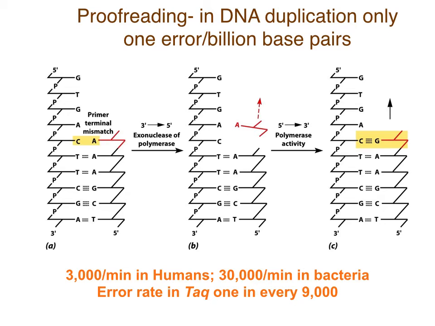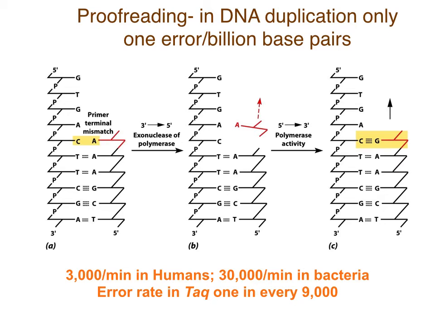DNA replication happens at different speeds. In humans, it's about 3,000 base pairs per minute. In bacteria, it can be 30,000 base pairs per minute.